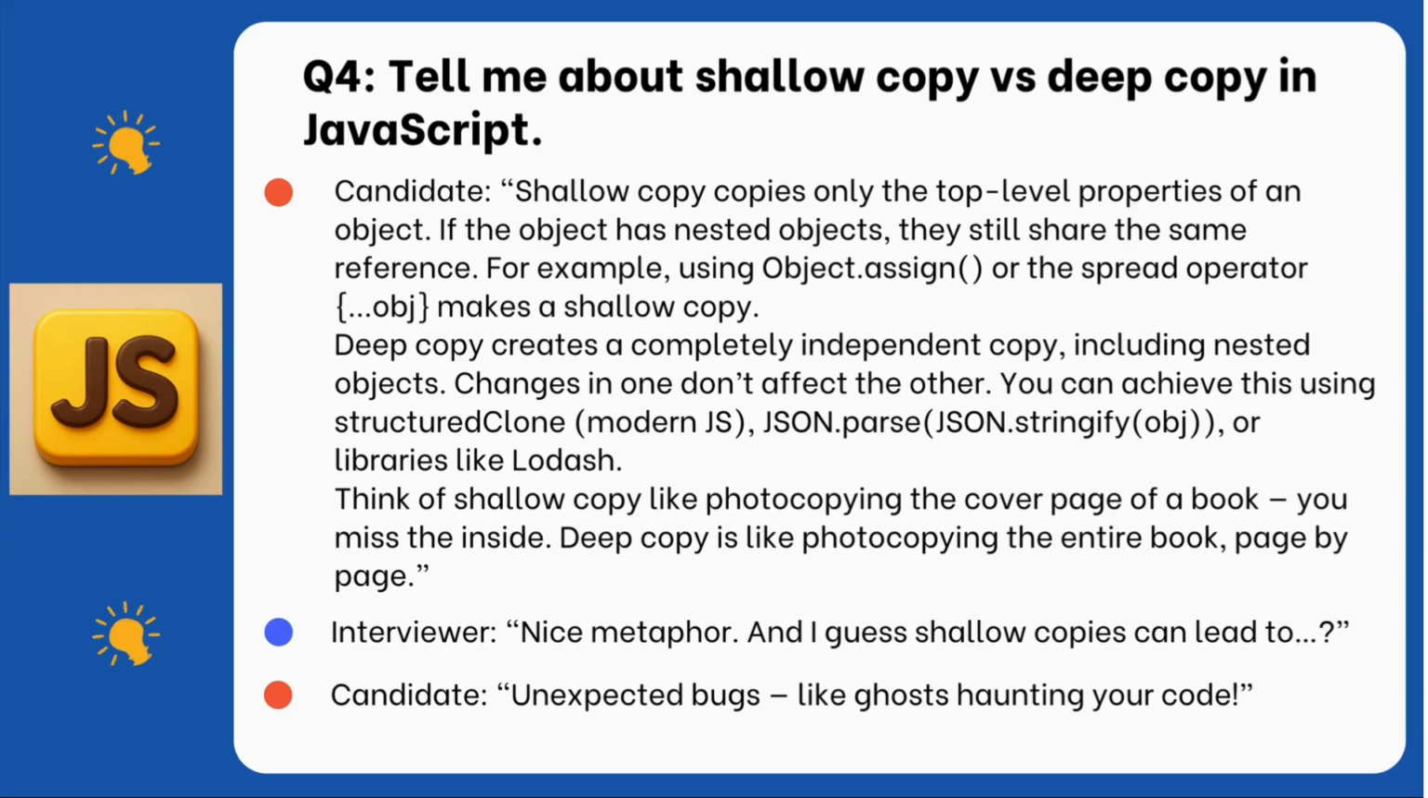Think of shallow copy like photocopying the cover page of a book. You miss the inside. Deep copy is like photocopying the entire book, page by page. Nice metaphor. And I guess shallow copies can lead to... Unexpected bugs, like ghosts haunting your code.